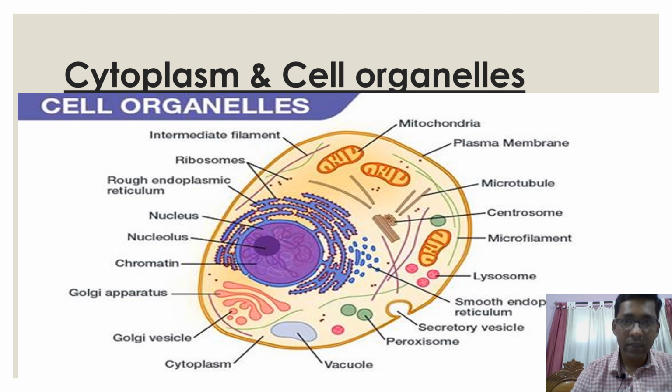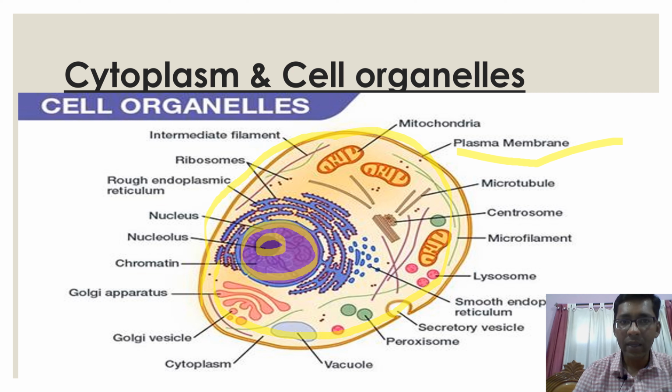Now coming to the cytoplasm and cell organelles. This whole thing drawn is a cell. The outer covering is the cell membrane. As we already saw, this is also written as plasma membrane, and inside it is the nucleus, and this is the nucleolus. The cytoplasm surrounds the nucleus, as I have told earlier, and in the cytoplasm there are many organelles.